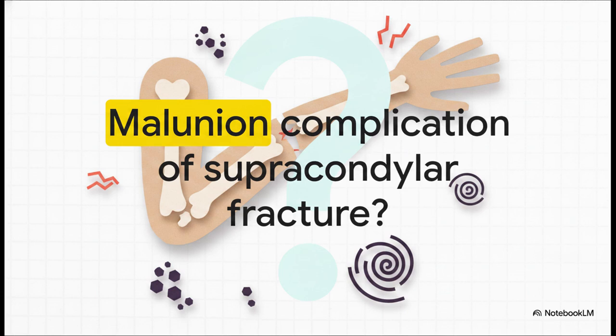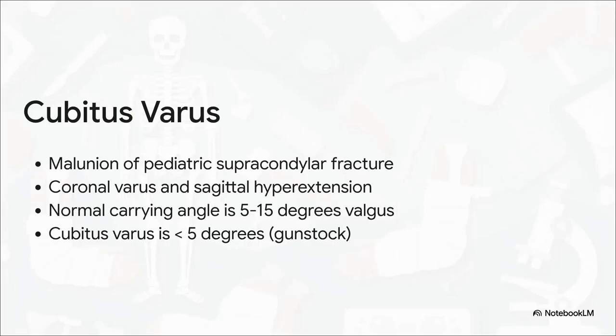A child suffers from a supracondylar fracture of the humerus and has been managed conservatively in a local hospital in his village. Which of the following complications would occur due to the malunion of a supracondylar fracture? Options: A. Cubitus varus, B. Cubitus valgus, C. Heterotopic ossification, D. Infection, or E. Neurological injury. The correct answer is A, cubitus varus.